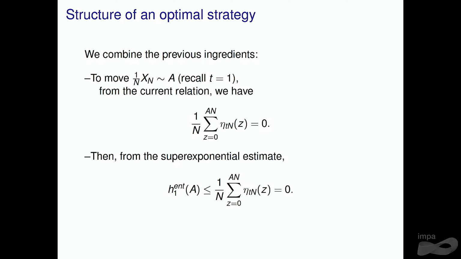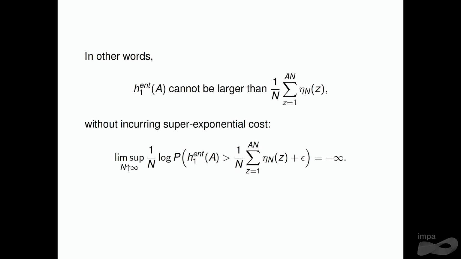All right, so let's just combine all these ingredients. Okay, so we want to move to, let's just take time t equals 1. So we want this to be close to a. The current relation said that the number of particles below a should be 0. This quantity, by the super exponential inequality, is a small event. So this typical is this inequality.